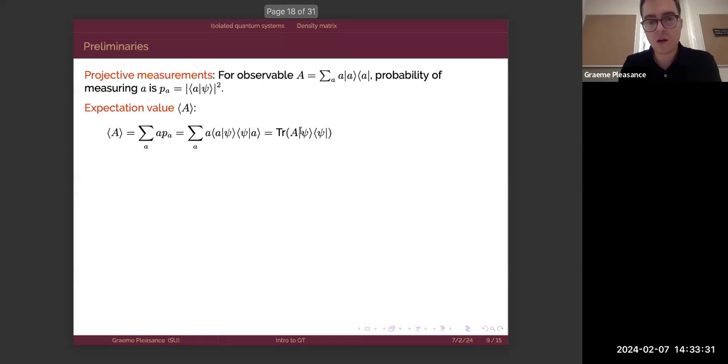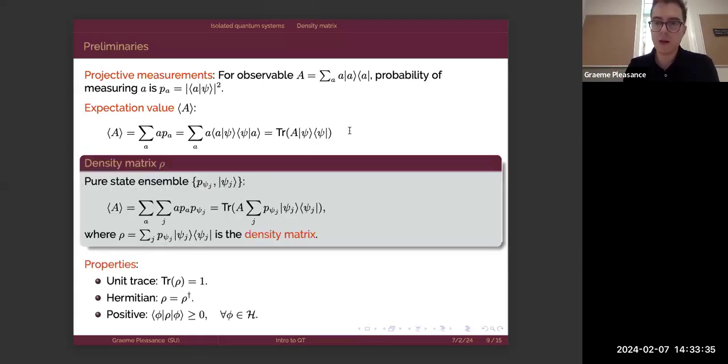Okay, so the reason why it's useful to write the expectation value of an observable in this form is because it introduces the idea of a density matrix. So far we've been characterizing quantum states in terms of just a state which we label as the ket vector psi.